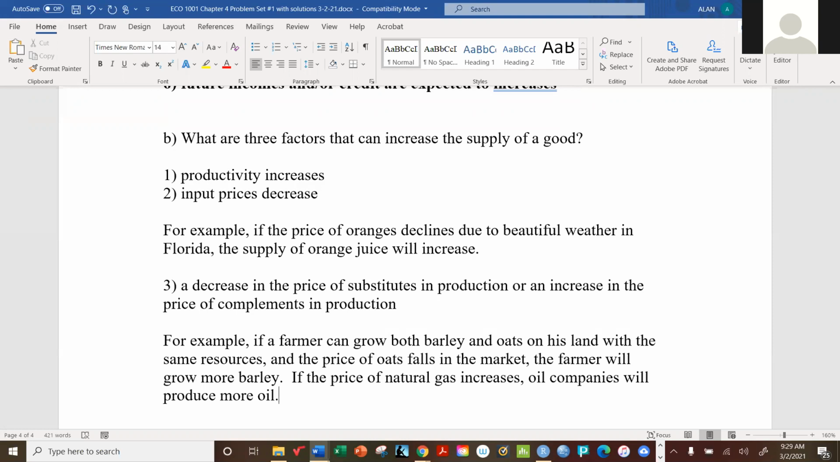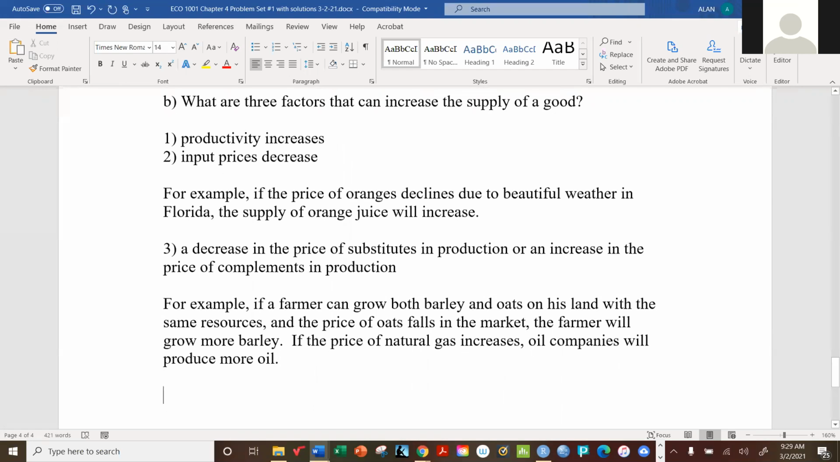All right, so again, if it's hard to visualize what this is all about, just try to think of a good example, and then it should hopefully make intuitive sense. Barley, oats, you've eaten oatmeal. Barley is a grain that you can actually use to make alcohol. But oats tend to be used for cereals and things like that.